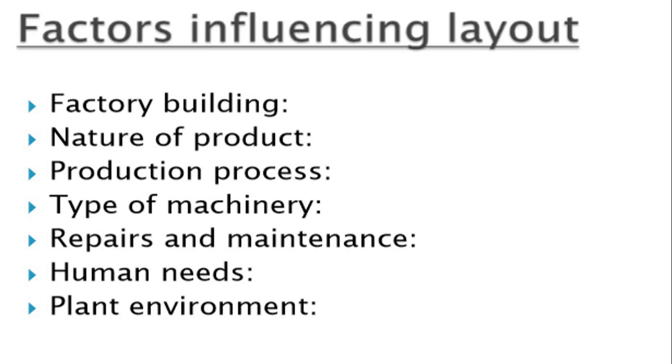Okay, and finally, what we can say, then repairs and maintenance, even human needs, then plant environment. All those things are very, very important, right? Nature also is definitely important, influencing the plant layout. Even human needs, also repairs, maintenance. If you meet with an accident or there is a breakdown of the machineries, that maintenance, repairs, these are all very, very important factors influencing the plant layout.